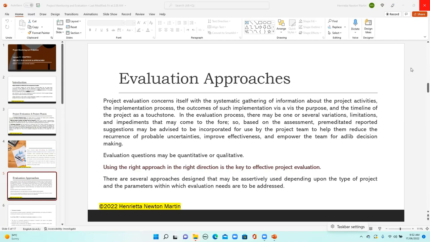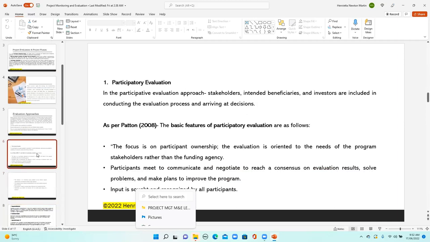So now coming back to this, using the right approach in the right direction is the key to effective project evaluation. There are several approaches designed that may be used depending upon the type of the project and the parameters within which evaluation needs to be addressed. The first approach is participatory evaluation. The moment you hear the word participatory evaluation, I just want you to remember investors, stakeholders, intended beneficiaries. So in the participative evaluation approach, stakeholders, intended beneficiaries, and investors are included in conducting the evaluation process and in arriving at decisions. That's the participatory evaluation approach.